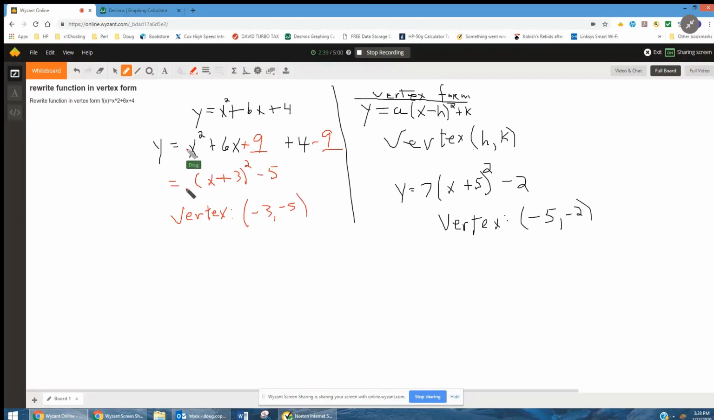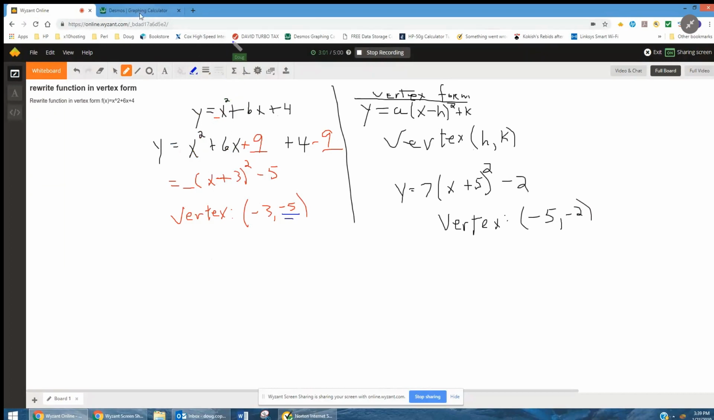Since the number out here, a, or even when it was written this way, is positive, in this case a 1, this is an upward opening parabola, and it will have a minimum value at the vertex. This minus 5 is the minimum value that this function ever achieves.